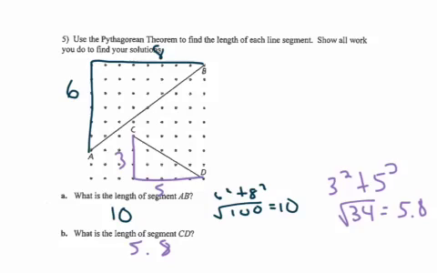Remember, anytime you're trying to find the length on a dot grid or on a coordinate grid, you always perform the Pythagorean theorem as if you were finding the hypotenuse.